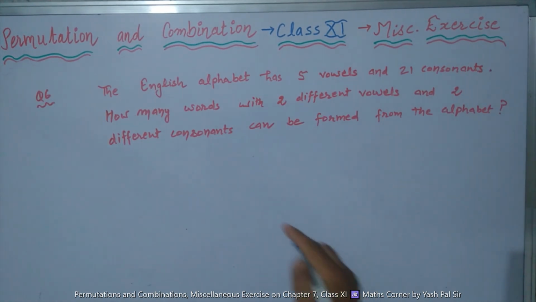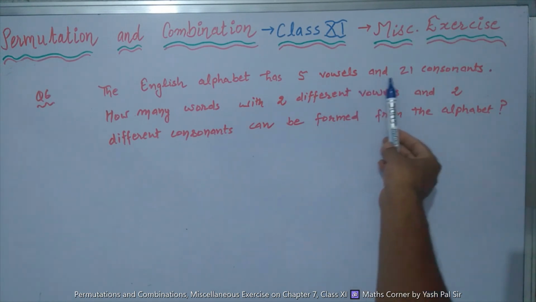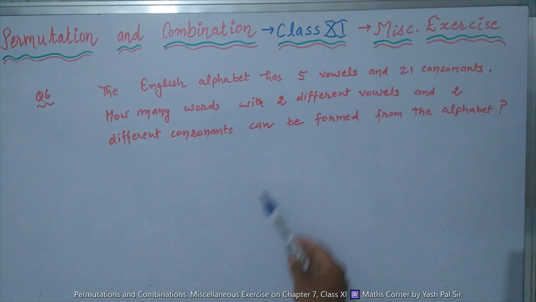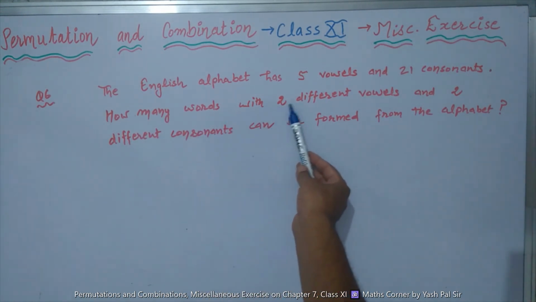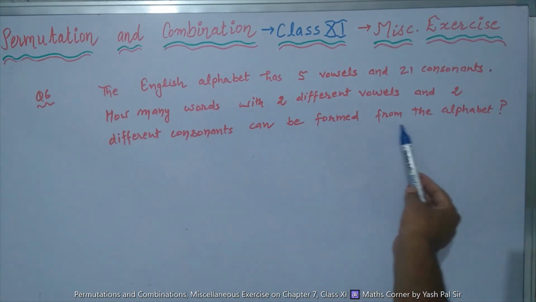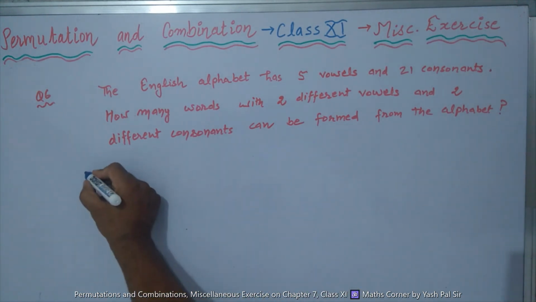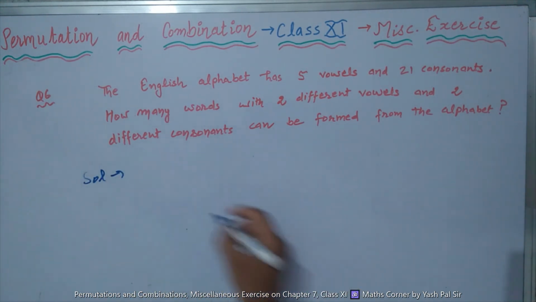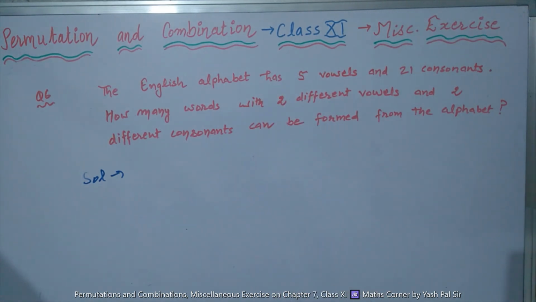Now let us see what is there in question number 6. The English alphabet has 5 vowels and 21 consonants. Every one of us knows this. How many words with 2 different vowels and 2 different consonants can be formed from the alphabet? Now one thing is here: this question is mixed, permutation as well as combination. We are going to use both, right?